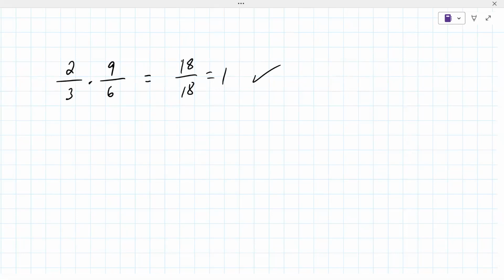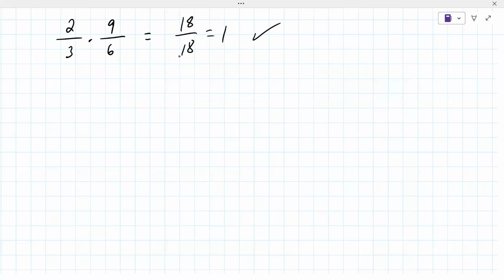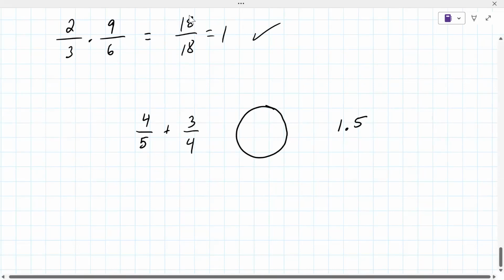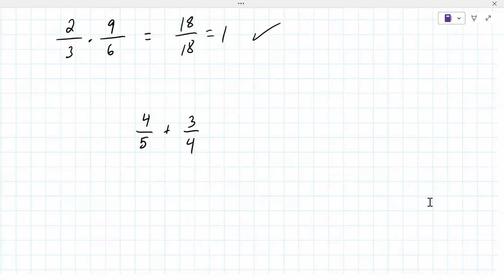All right, good. So let's do another one of these fraction things. Let's say it's 4/5 plus 3/4, and let's compare it to 1.5. That might not be fair. Let's just leave it. Let's just do this part first. Go ahead and add those fractions for me, please. Okay.